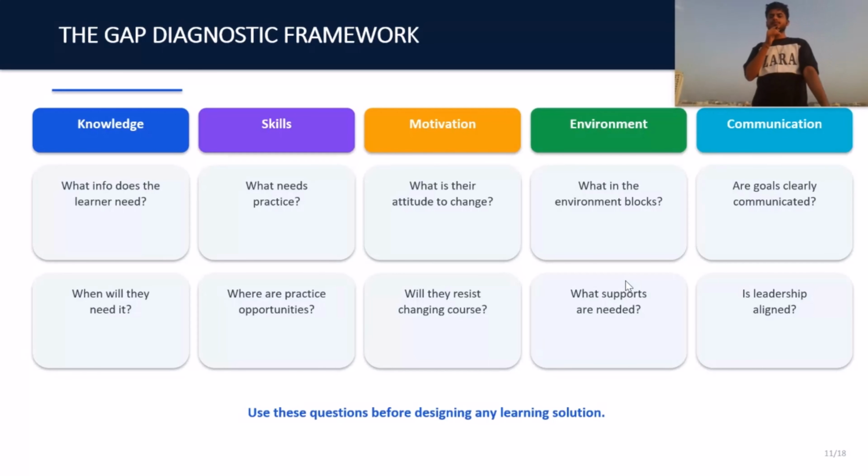And if it is a communication gap, are goals clearly communicated or not, is leadership aligned? Communication here doesn't mean talking or English speaking skills. That is not communication here. In this case, communication refers to how the information is presented, or whatever information management has provided to the learner for the task.